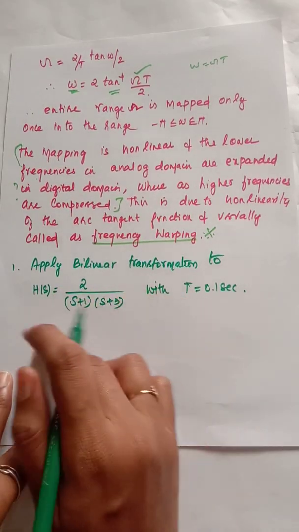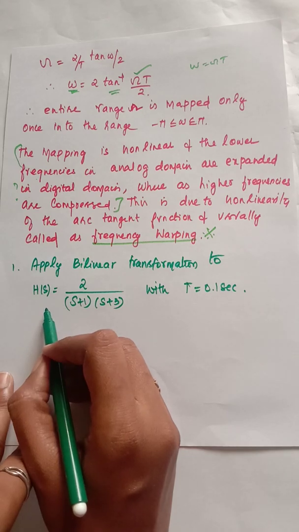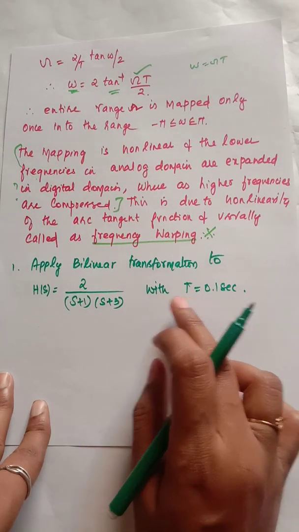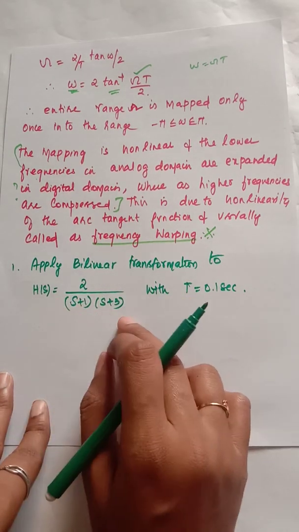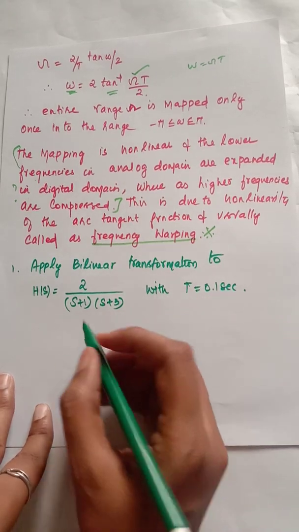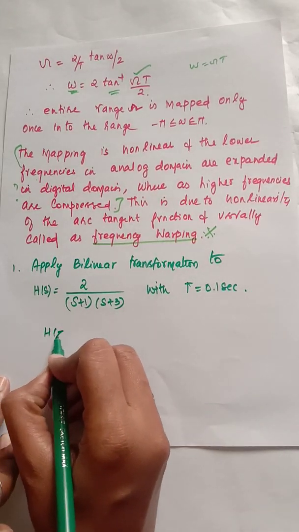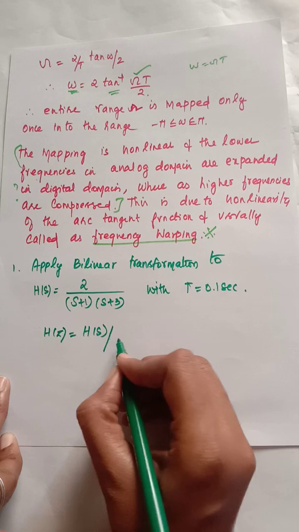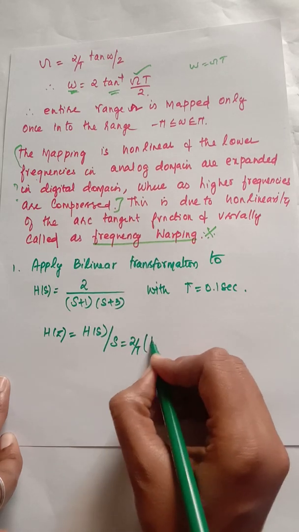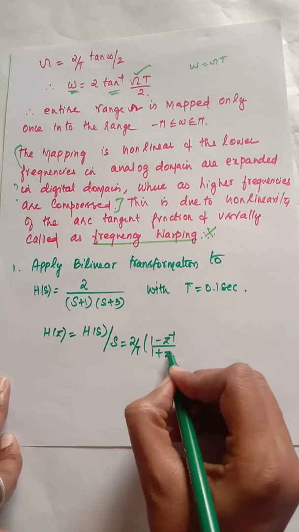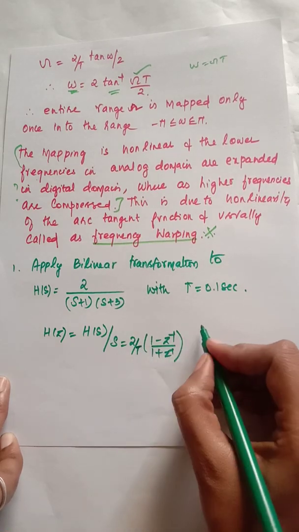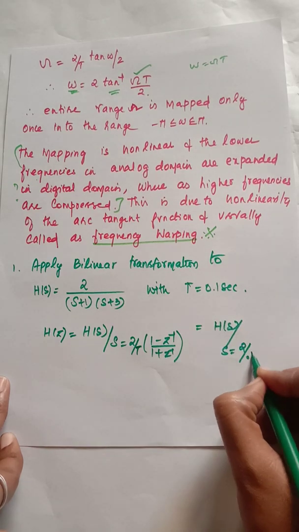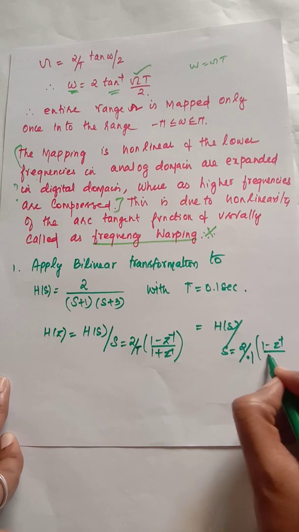Now consider this problem. H of s, the analog transfer function, is given. I am going to apply the bilinear transformation to H of s is equal to 2 by (s plus 1)(s plus 3), assuming T is equal to 0.1 second. So first step is, we are going to obtain H of z. How we are going to obtain H of z is by substituting s is equal to 2 by T times (1 minus z inverse) divided by (1 plus z inverse). So here T is equal to what? Here we are going to have H of s at s is equal to 2 by 0.1 times (1 minus z inverse) by (1 plus z inverse).